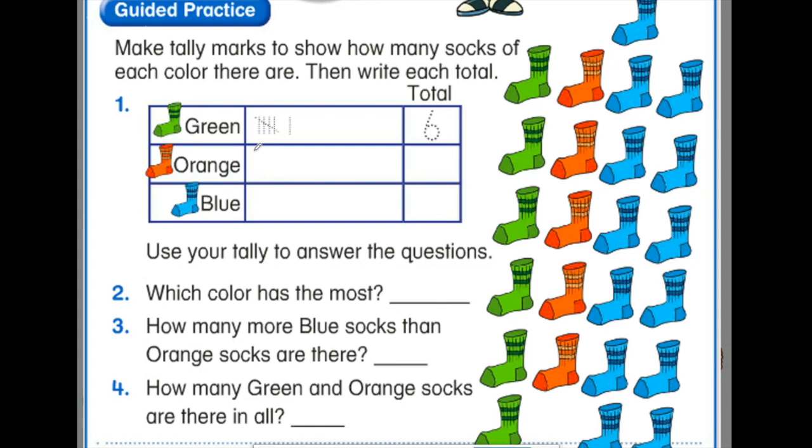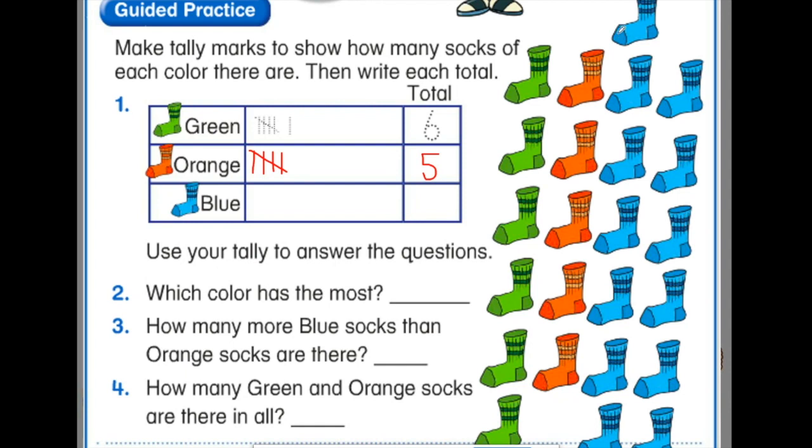Count with me to 5. 1, 2, 3, 4, and we close the gate at 5. So the total of orange socks is 5. Now let's go over and do the same for the blue socks to collect all of our data.